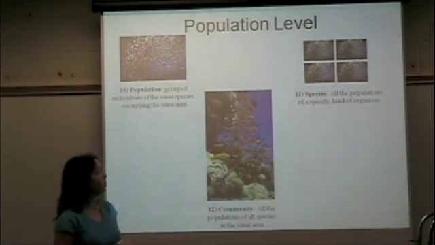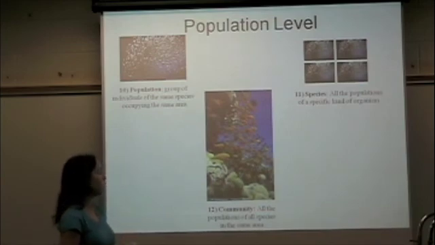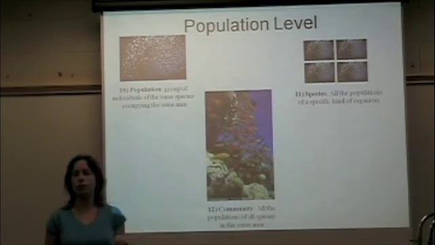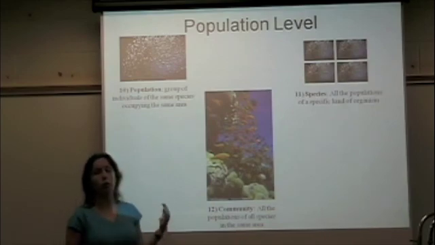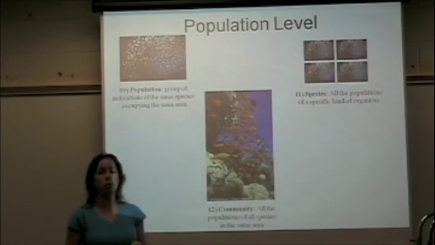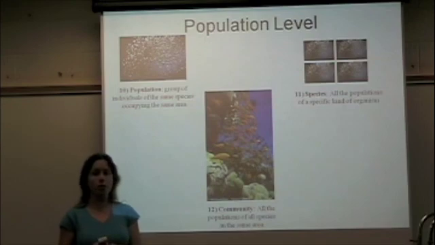Another level on the population level is the community. The community is all of the populations of all the species in a given area. So in a community we have not only the parrotfish, but we have other species of fish. Maybe a butterfly fish, or a shark, or an eel, or a turtle. They would all also be within this community. There would also be corals, maybe some sponges as well.